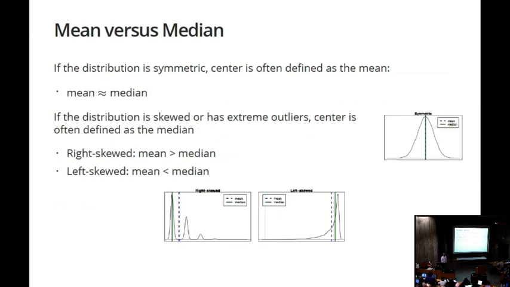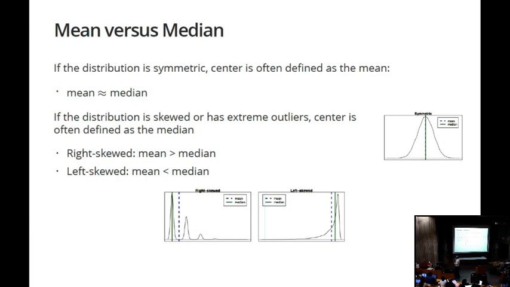So here is an example of what happens with this skew. If the distribution is skewed, so here's a right skew here and a left skew there, the dashed line is the mean, and the green solid line, if you can see the colors, is the median. With a right skew, the skew pulls the mean up higher than the median. With the left skew, the skew pulls the mean down lower than the median.